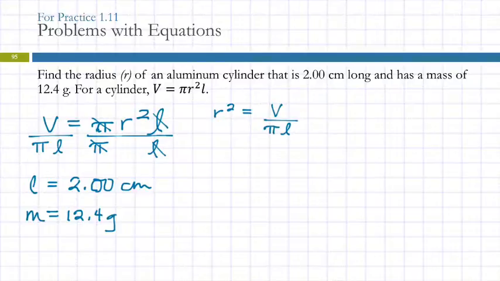I don't want R squared. I want R. What do we do to get R from R squared? Take the square root. So I'm going to take the square root of this side, and I'm going to take the square root of the other side. If I take the square root of something that's squared, it just becomes the something. So there's my equation. I'm trying to find R. It says find the radius. They gave me the length. I know what pi is. I'm just going to use the button on my calculator. I need the volume. I'm going to use the mass and the density.